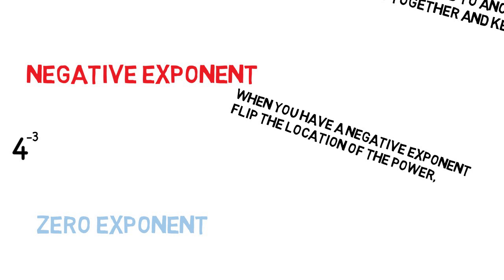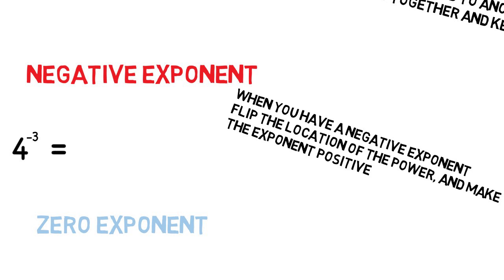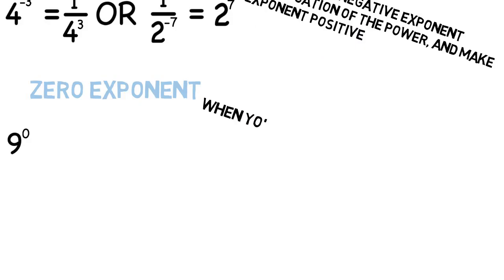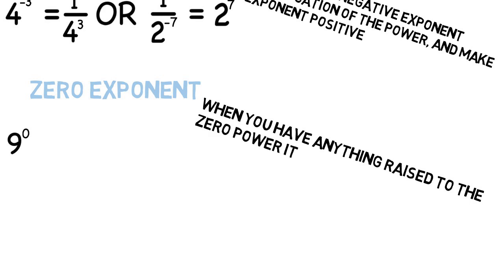Next, we have our negative exponent property. So whenever we have a negative exponent, we take the reciprocal of our power, or we flip the location of the power. So 4 to the negative 3 would become 1 over 4 to the 3rd, because we took the reciprocal of 4 to the negative 3rd. Or we can have 1 over 2 to the negative 7th, which would then become 2 to the 7th, because again it was flipped.